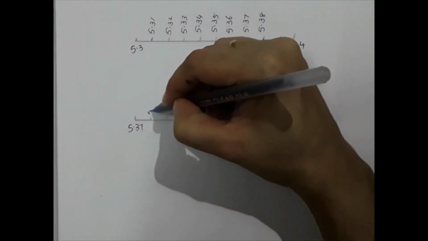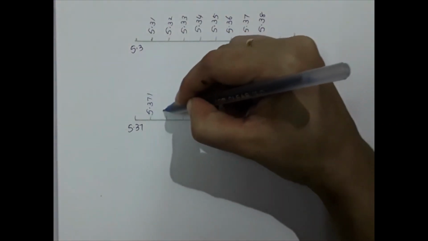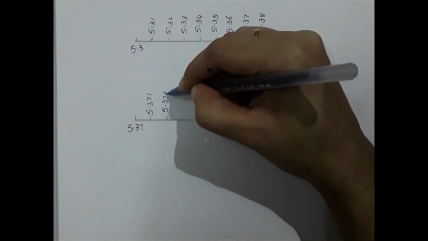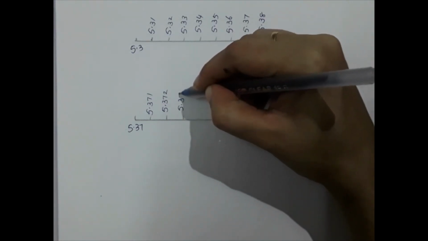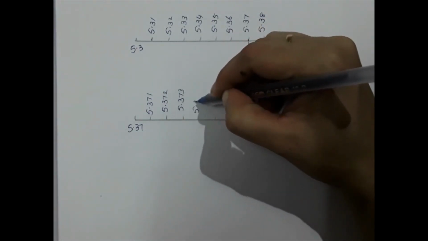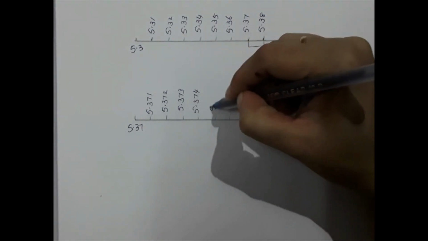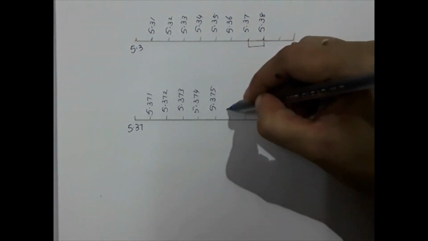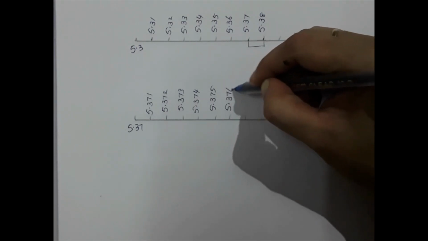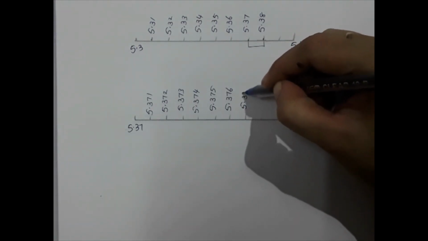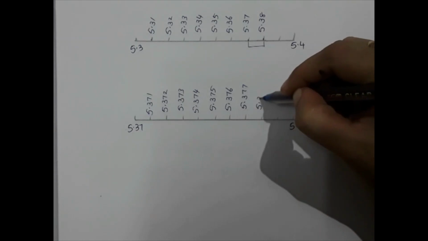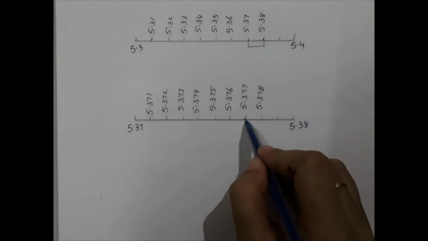The first point will be 5.371, then 5.372, 5.373, 5.374, 5.375, 5.376, 5.377, 5.378. Okay, next number is what? 5.377 we need. So between these two numbers. Okay, again you want to magnify the next one.